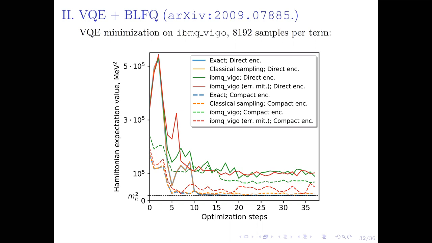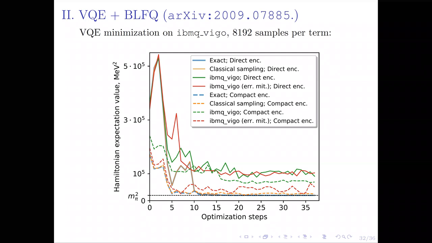In the compact mapping, the results are consistently better than in the direct mapping, so we can go lower. Another interesting result is that in the case of compact mapping, the circuit is short enough that measurement error mitigation actually makes an improvement of results consistently. Because you see that in the case of direct mapping, there's just too much noise, and you can't really say that measurement error mitigation helps you.